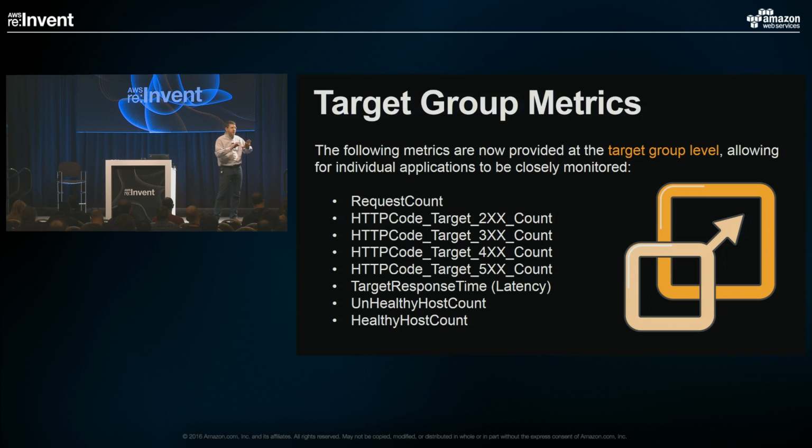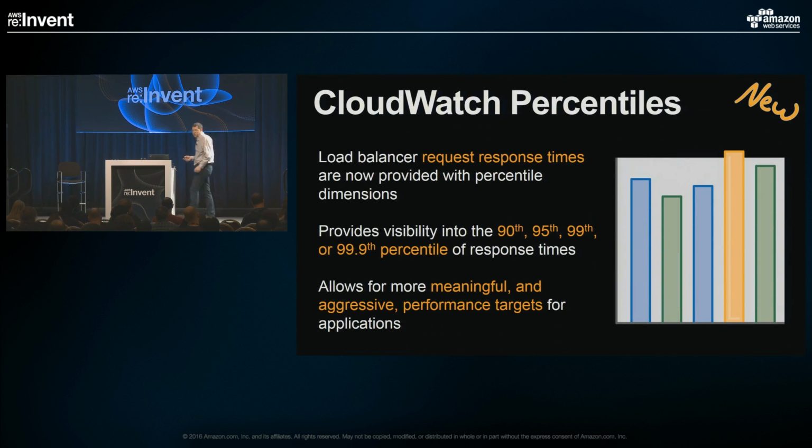And then on the target group, we've got the target group metrics. Those are the metrics we provide, and there are a few others as well at the load balancer level. And then we have these ones at the target group level. You get great visibility into 200s, 300s, 400s, unhealthy, healthy host count, as well as the target response time, actually latency coming back from the target. And then about 2 weeks ago, we actually launched CloudWatch percentiles.